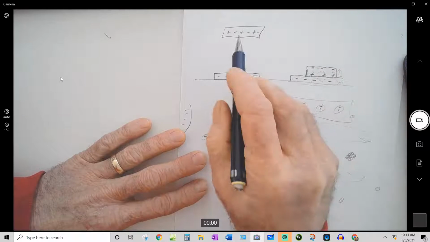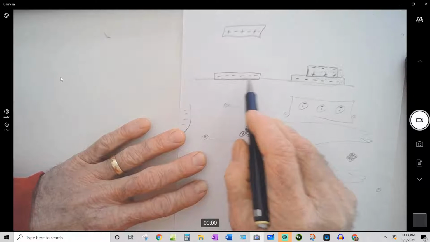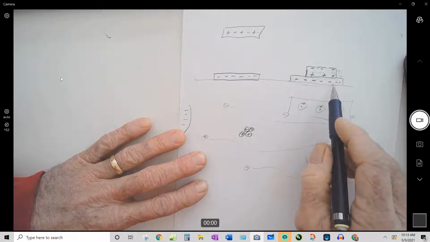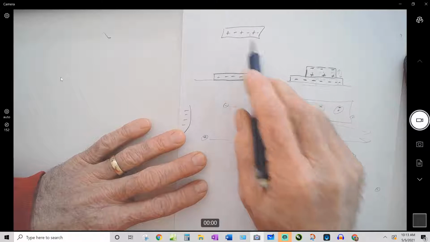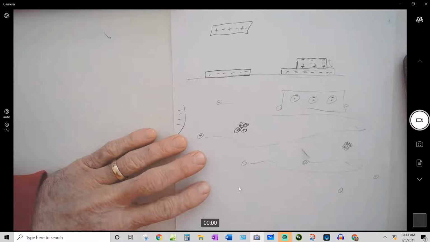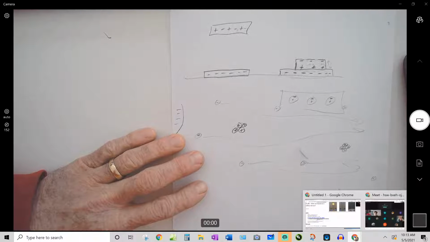You bring the conductor close to the insulator. The insulator, nothing really happens because the charges can't move. It just stays negatively charged, but it pushes away the negative charge of the conductor and sort of attracts the positive charge. Let me go back and see what picture 3 looked like. Actually, I think it's here.